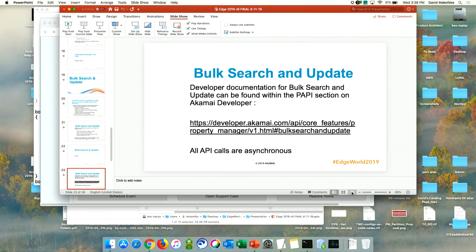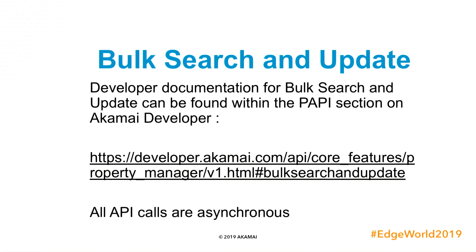All the information about the bulk updates is available on developer.akamai.com. It's in the PAPI section. So if you go in there and look under PAPI and search for the word bulk, you'll be able to find that. There are synchronous versions of some of the calls, but for the most part, a lot of the calls here are asynchronous. So like you saw there, you're going to get back a link where you can poll for results.